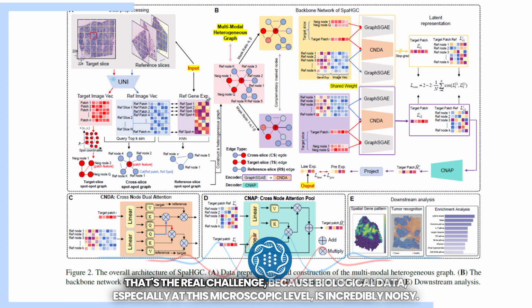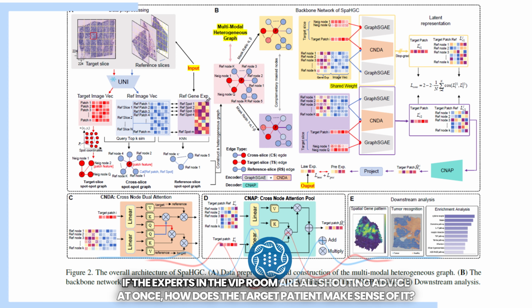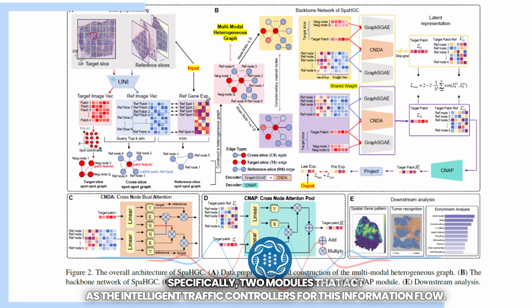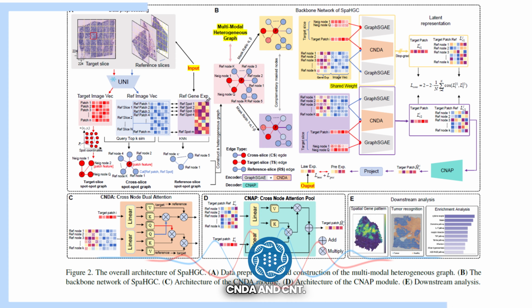That's the real challenge. Because biological data, especially at this microscopic level, is incredibly noisy. If the experts in the VIP room are all shouting advice at once, how does the target patient make sense of it? The researchers anticipated that exact chaos. And this brings us to the internal machinery of SpaHGC, specifically 2 modules that act as the intelligent traffic controllers for this information flow, CNDA and CNAP. Okay, let's start with CNDA. How does it filter the noise?